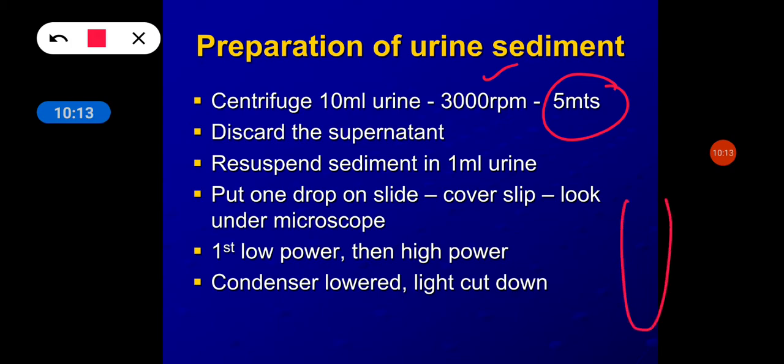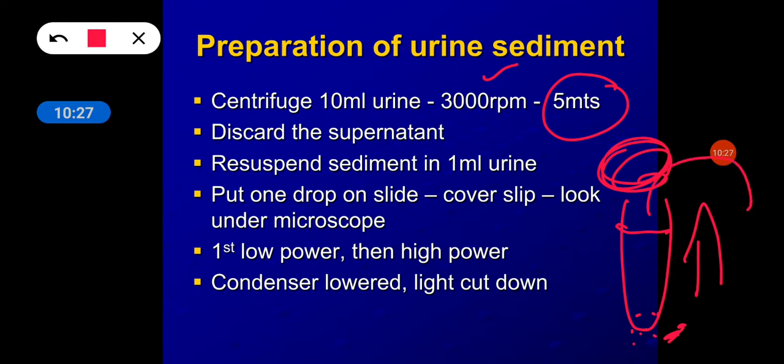Okay, so you have a test tube here, which you fill with urine, and once this is centrifuged, you will have sediment below. Okay, that is the sediment. There you have the sediments, right? And this is the supernatant part. So you will discard the supernatant and only the sediment is required for us.